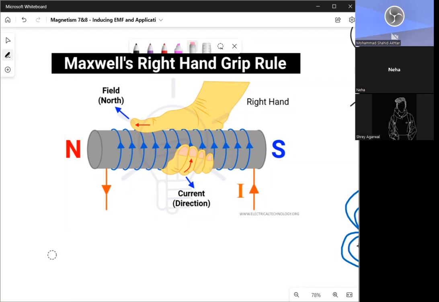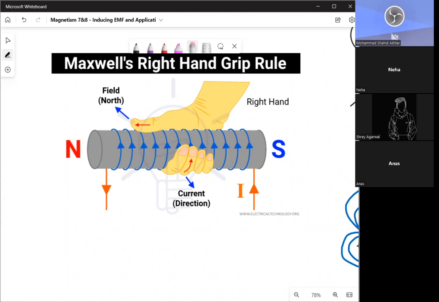Can you hear me? I hope you guys are listening, right? Now you have the right hand grip rule. This grip is important. It's not the right hand rule, it's the right hand grip rule. Is that clear? Yep. Now what you're doing is you're making a grip. Your thumb is the field, and the current is your fingers. Write this down.